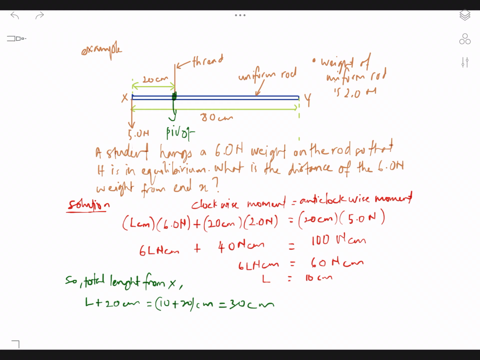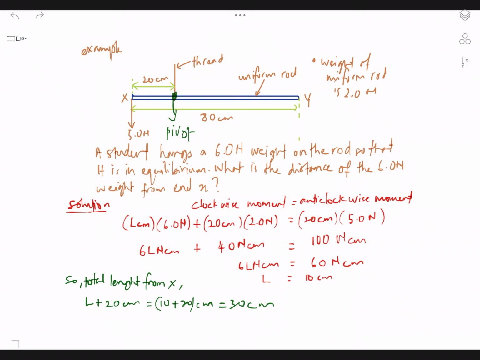A student hangs a 6.0 Newton weight on the rod so that it is in equilibrium. What is the distance of the 6.0 Newton weight from X? In order to solve this, we need to write this equation. Clockwise moment equals anti-clockwise moment, because it is given that it is in equilibrium.